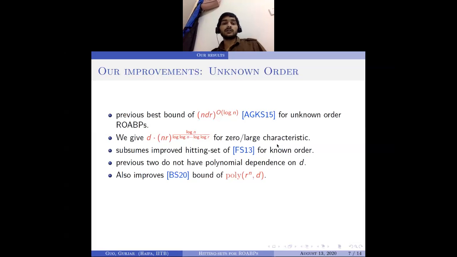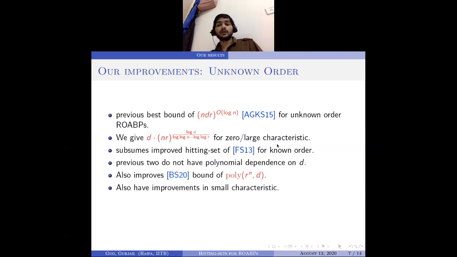So our result also improves a recent result of Bisht and Saxena. This result was interesting in the regime where n, the number of variables, was very small. In this regime, they gave polynomial in r^n, d. And you can see that our result is better than this because we have r^(log n) instead of r^n. We also have improvements in the small characteristic regime, but I'm not going into those details.